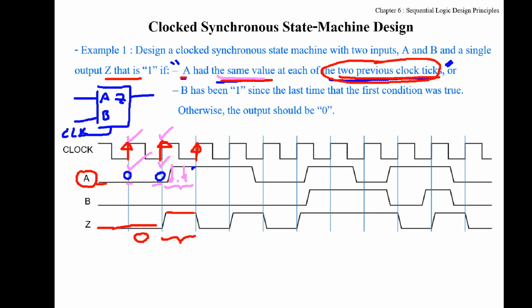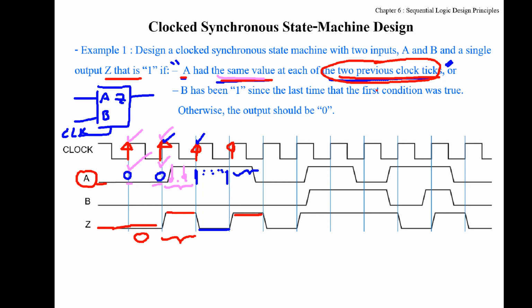Now A is 1, right? That means at this point of time, the two previous clock ticks are this one and this one. A is 1 here, A is 0 here. So this condition is not true. That means output Z now becomes 0. And when the clock ticks at this time, A is 1 here, and the previous is 1 also. So after this clock tick, output Z becomes 1.